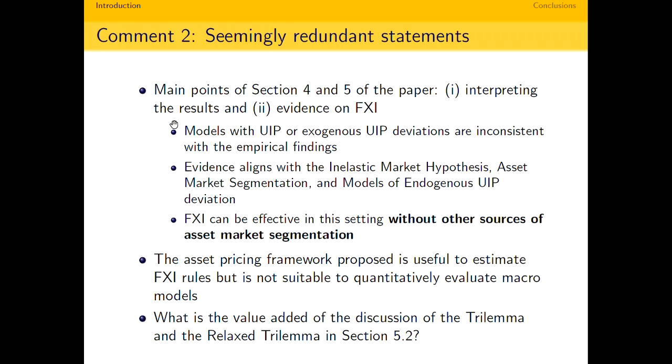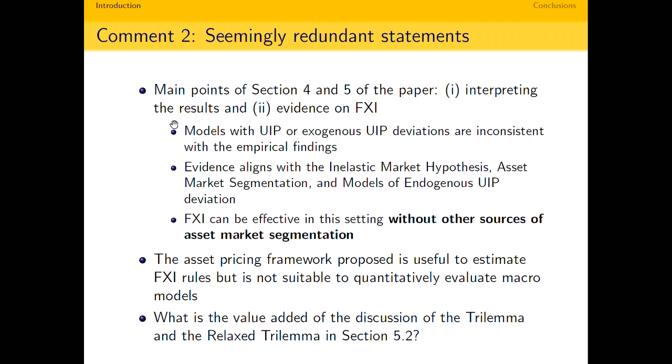So what do I mean by some redundant statements? Again, I read the paper backward, and the presentation, I think, reflects a more polished section 4 and 5 of the paper. What are the main points? It's interesting, right? Models with UIP are a non-starter. Models with exogenous UIP cannot fit these facts. Those are fair statements. And the evidence aligns very well with the inelastic market hypothesis, endogenous UIP, and so on. But this is discussion stuff that I don't think requires that amount of effort.